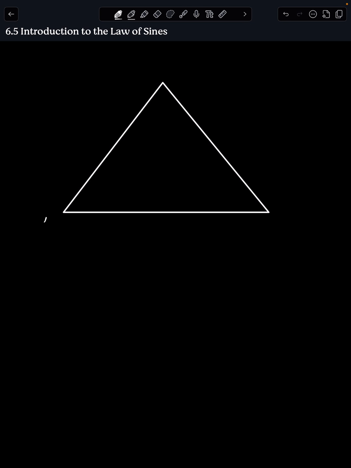Our angles are going to be labeled using uppercase, capital letters. And then our sides will be labeled using lowercase letters, and they correspond to the angle. So side a is across from angle A, side b is across from angle B, side c is across from angle C.